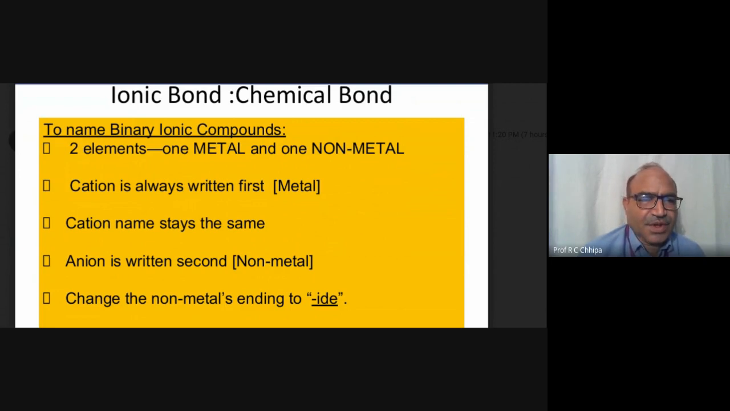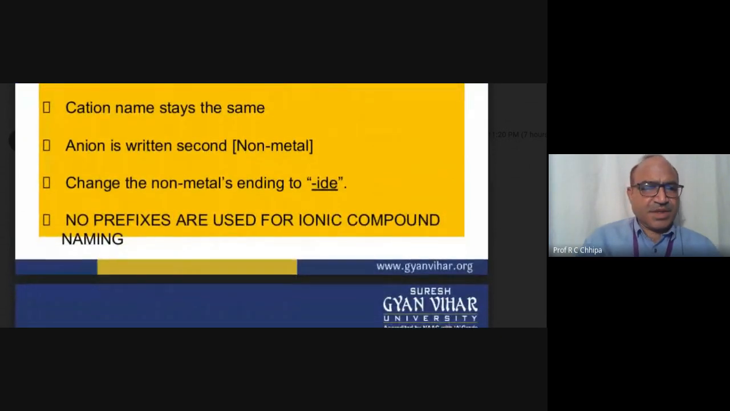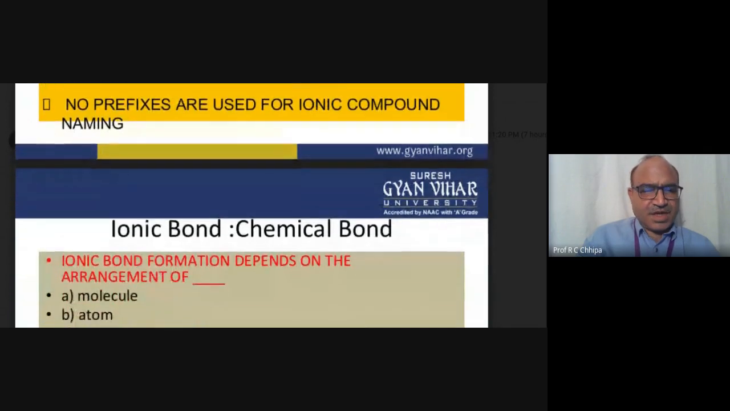These are the examples used. Sodium iodide is NaI, the simple formula NaI. Calcium iodide, CaI2. Magnesium fluoride, MgF2, so two fluoride anions are linked with one cation. In the case of sodium fluoride, there is the formation of the sodium cation as well as the anion. When we give the name, sodium fluoride will be there. So no prefixes are used for ionic compounds.